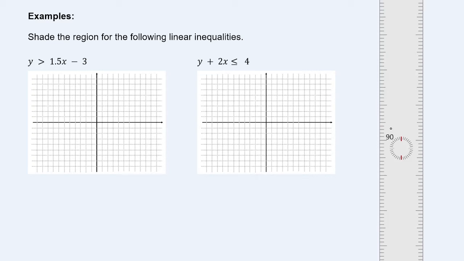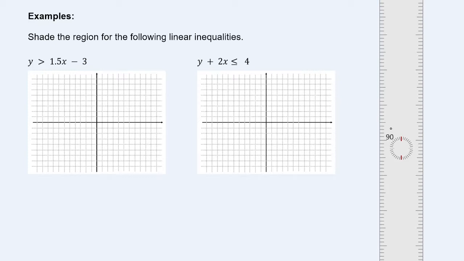Welcome back, people, to this video following on from the regions on Cartesian planes. This one looks at those examples and shows you how all of this actually works in a bit of practice. Our first example, we're going to jump straight in. First example, shade the region for the following linear inequalities.